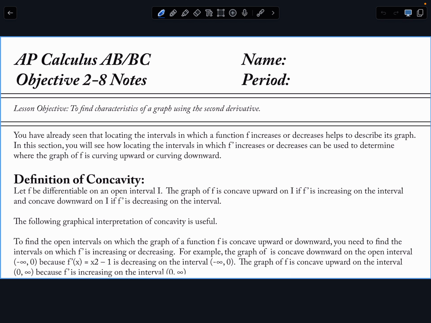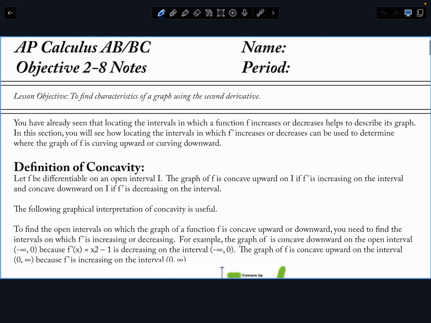This lesson deals with everything related to the second derivative. Okay, so we have things related to the first derivative, so that's critical numbers, relative mins and relative maxes, increasing and decreasing. That's all related to what we can do with the first derivative. What we can do with the second derivative is we can talk about concavity of the function.